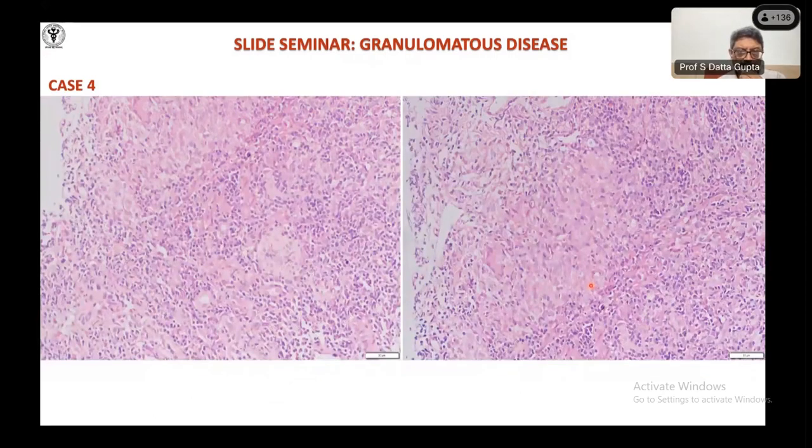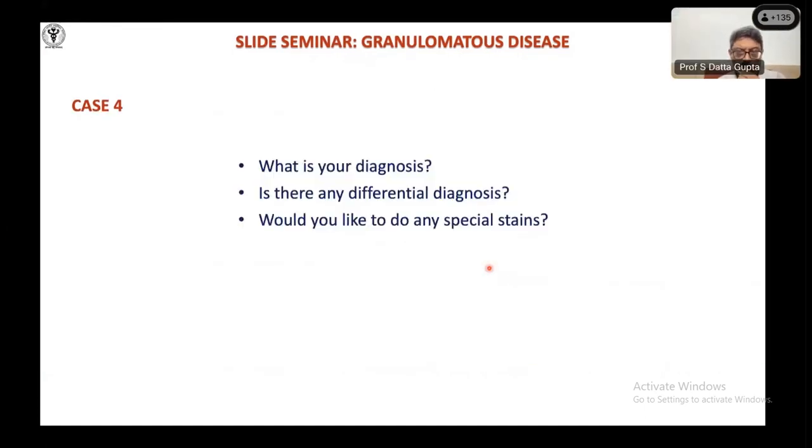Yeah, you see these? There are very small granulomas, is it? Yes, sir. This is the better one, which is the larger one. That's the granuloma. Okay. So, what is your diagnosis? Any differential? My diagnosis is granulomatous colitis, and my main differentials are Crohn's disease and abdominal tuberculosis, intestinal tuberculosis. And I would like to do an AFB stain on that section.